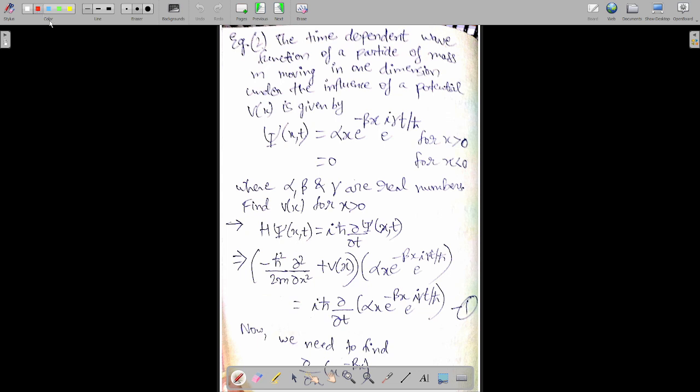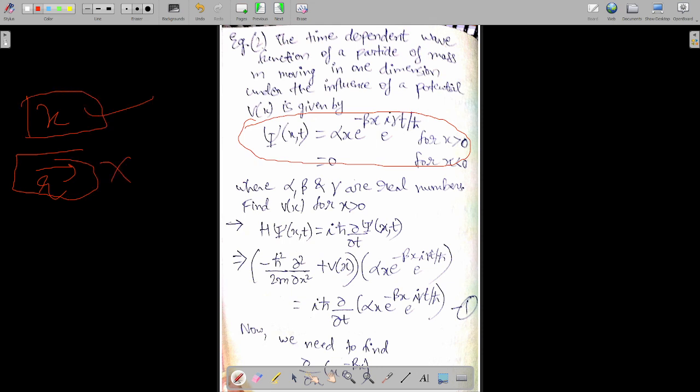So what is given to us? A time dependent wave function has been given to us. This is that time dependent wave function of a particle of mass m moving in one dimension. One dimension means only the x term will be there, the r term will not be there in it. That's what is meant by one dimensional.